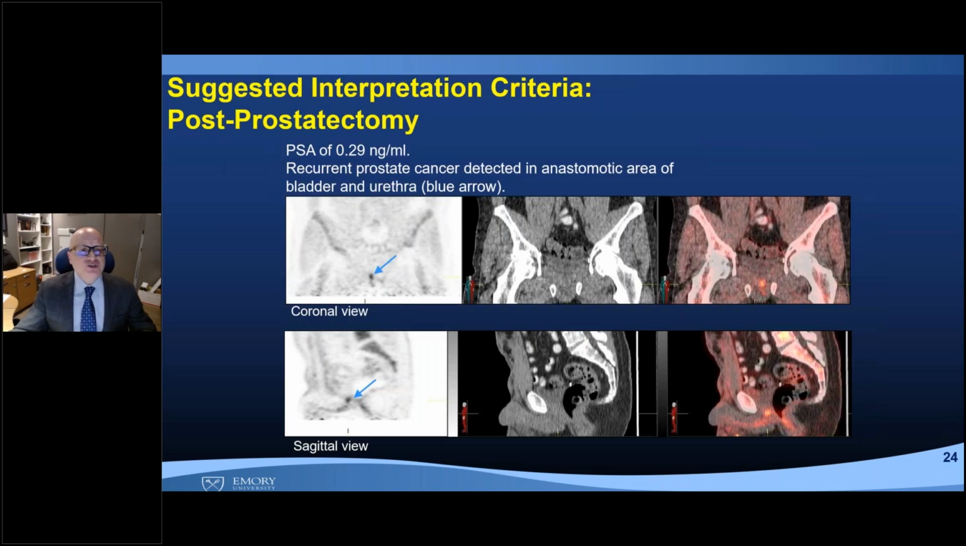So this is a patient who's post-prostatectomy with a PSA of 0.29, and recurrent prostate cancer is suspected. Here we can see the fine periurethral activity, but then there's this little hump that does not belong at the vesicourethral anastomosis. It's greater than marrow, and this is a recurrence.